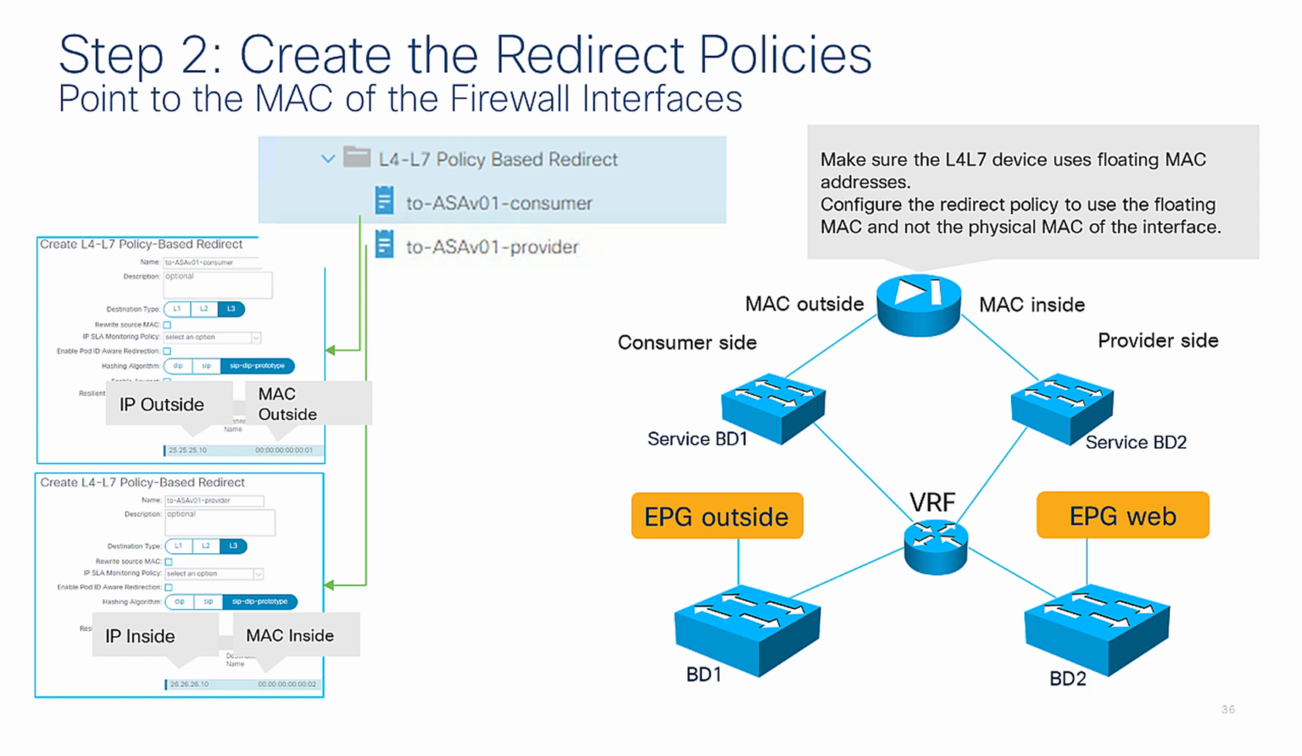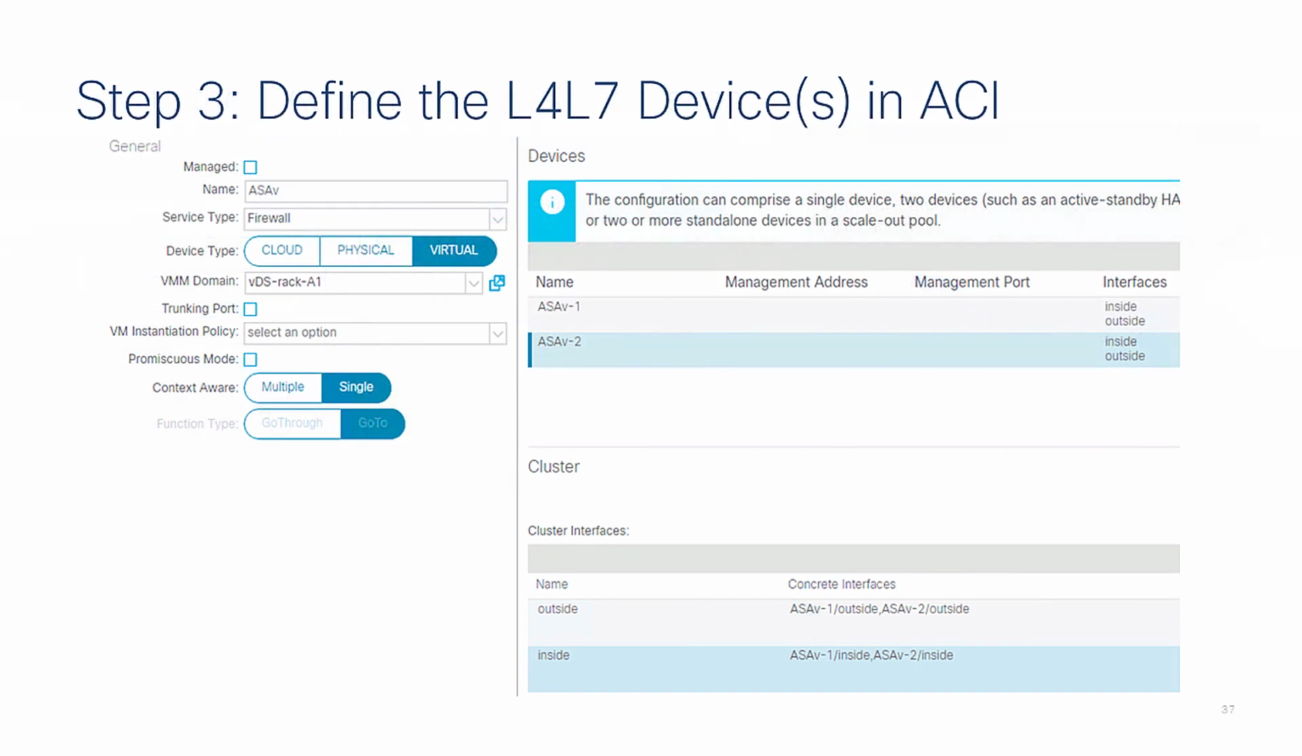And the MAC should be a floating MAC. Like we said before, the same MAC should be preserved upon failover between the primary and the firewall that becomes primary after a failover. Step number 3, you need to define the layer 4 devices that are part of the same cluster in the graph.